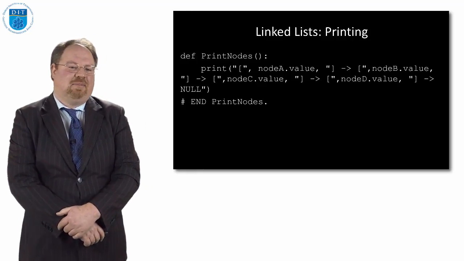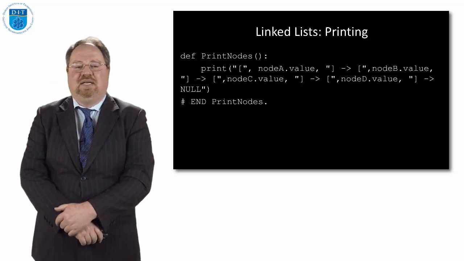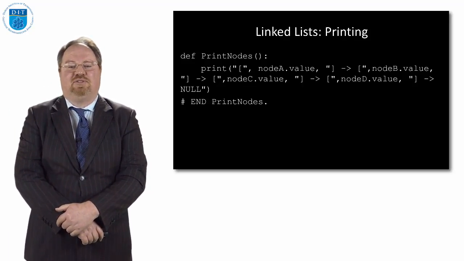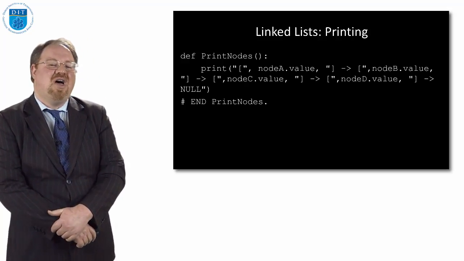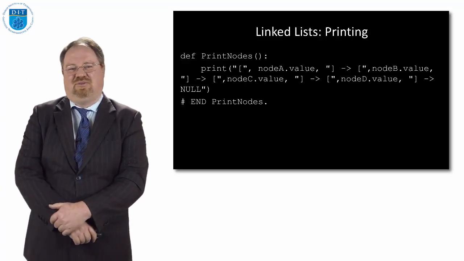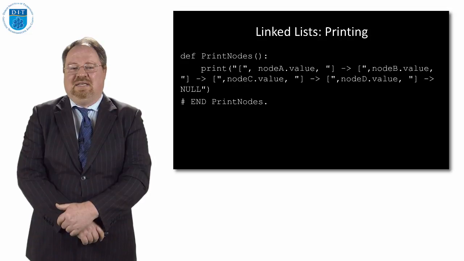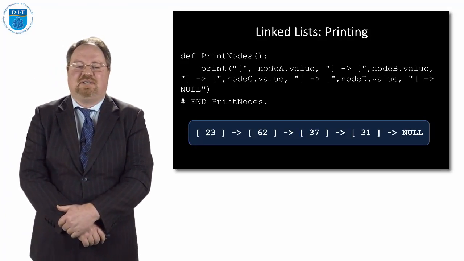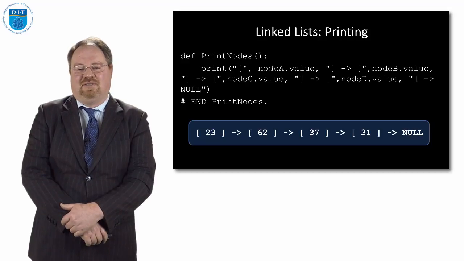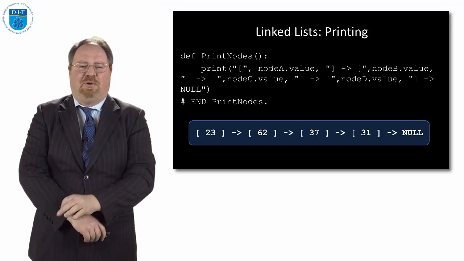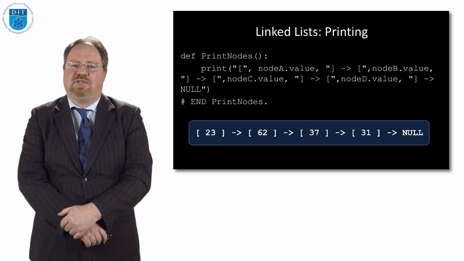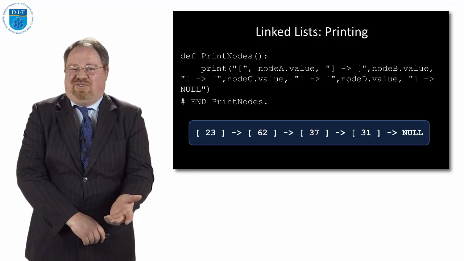We could make it a little more posh by just printing out an open square bracket, the first value, close square bracket, pointer to the next value, pointer to the next value, pointer to the next value, and then pointer to the word null. And that would look like this: 23 pointing to 62, pointing to 37, pointing to 31. We'll note that we're printing out the word null there, even though, as I said, in Python, the word is none. But the user doesn't need to know that.